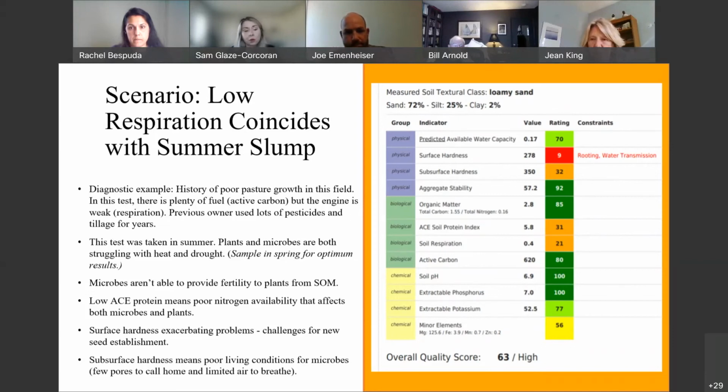And this individual has a great rotational grazing plan, fully bought into soil health, organic, no-till, all of the quote unquote good things you can do. Tried seeding legumes and just could not get good growth in this field. And so this was a good opportunity to take a diagnostic test.